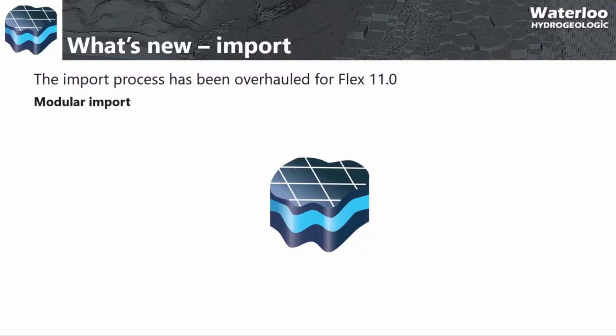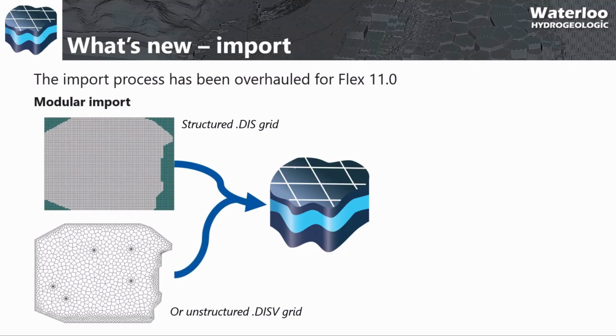In older versions of Flex, all model elements had to be brought in during import, which was not always desirable and could sometimes cause stability issues. With the new modular import process, the user can choose which elements that they want to bring in, such as only bringing in the model grid. This will allow you to import unstructured grids for the first time, provided that they're in the DISV format and associated with the MODFLOW 6 simulation file.